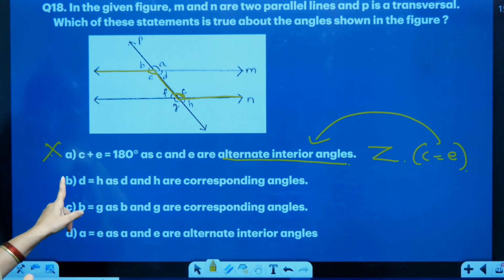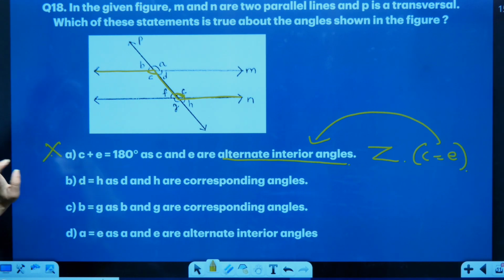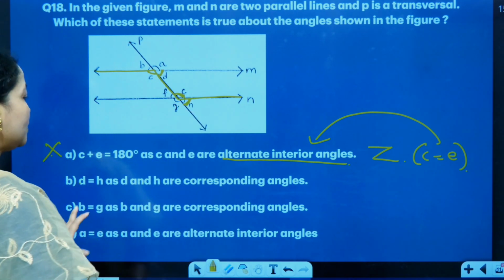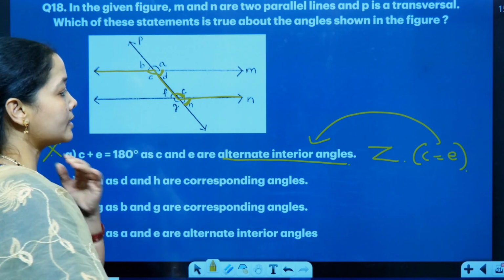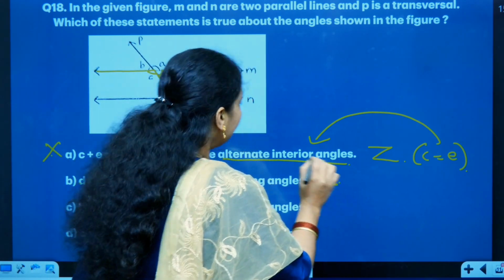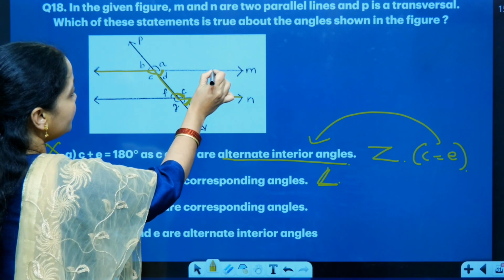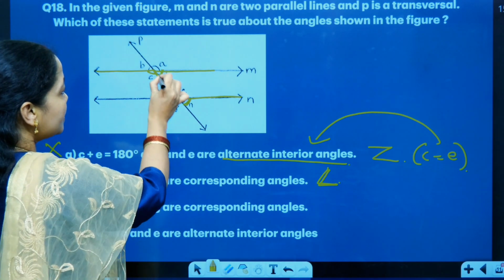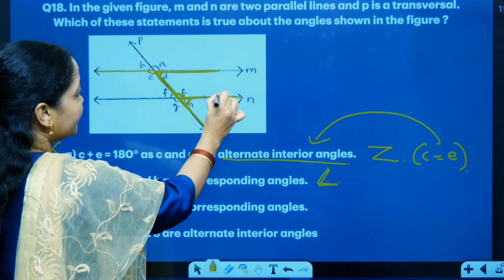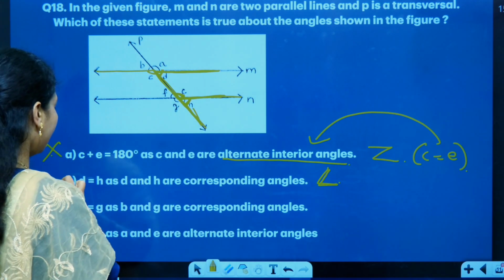Moving to option B, D is equal to H. Where is D? D is here and H is here. D is equal to H and they are corresponding angles. The shape of the corresponding angles is an L shape. When I consider angle D, this is also an L shape. See, this is also an L shape and angle H is also an L shape, an inverted L shape. So this statement will be true.